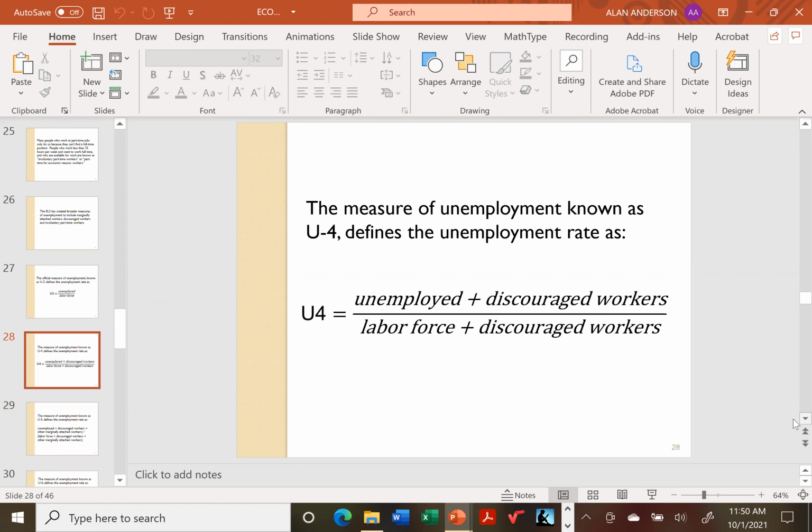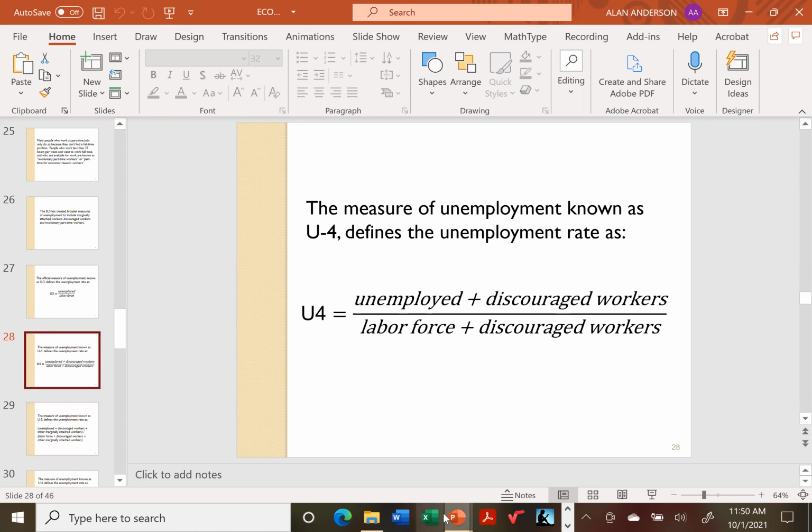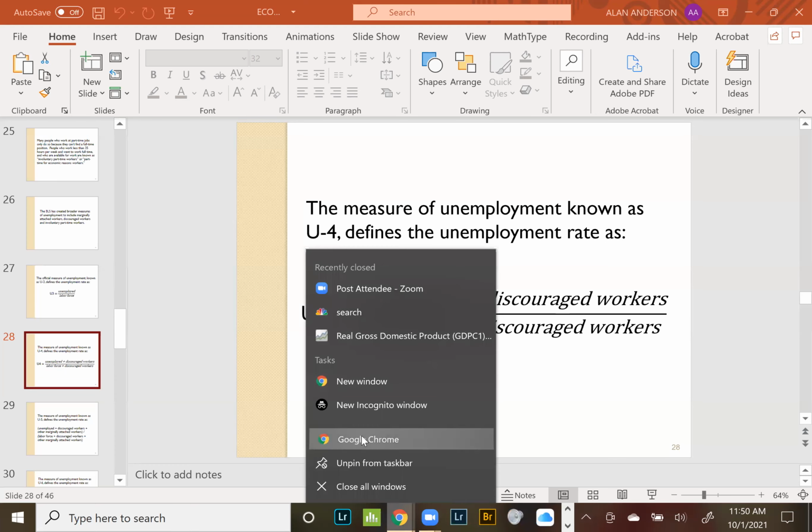So for example, let's look at U4. Here you've added the discouraged workers to both the unemployed and the labor force. And that has a tendency to increase this number above U3. In fact, I'm wondering if we could go find on the BLS website what the current numbers are for these definitions. Let's take a look for a second.